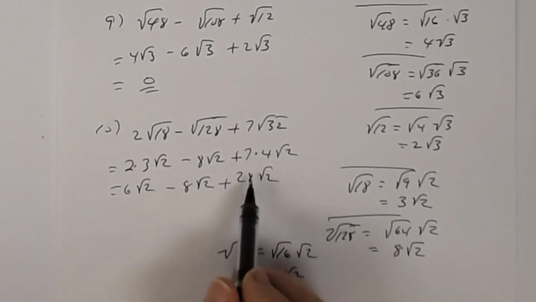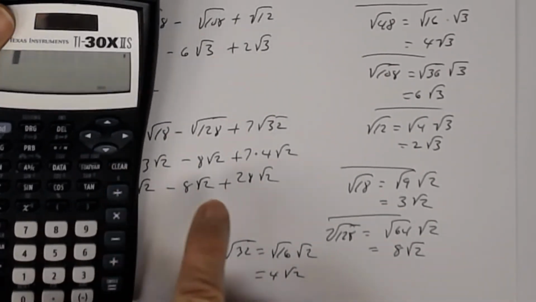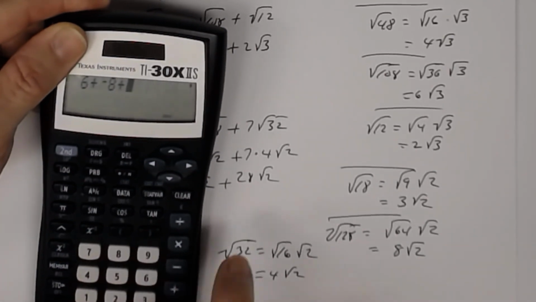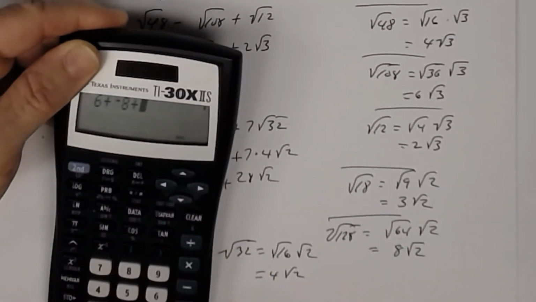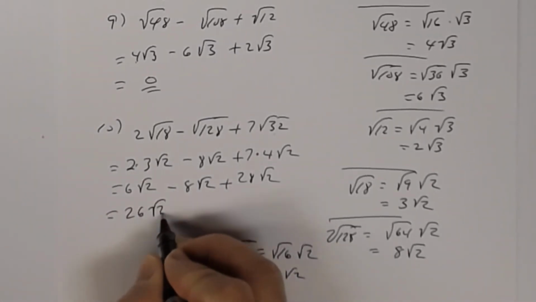And I notice that all these three terms are like terms, so on your calculator, just add these numbers together. You're going to say 6 plus a negative 8 plus a positive 28 gives us 26. So this becomes 26 square root of 2.